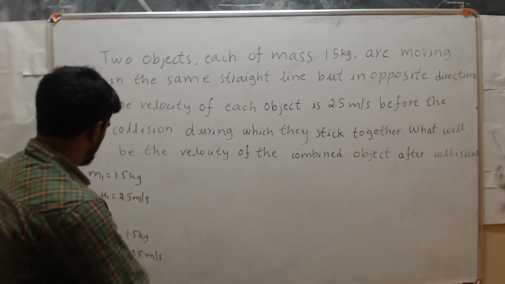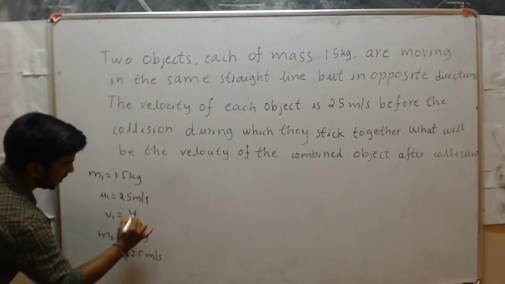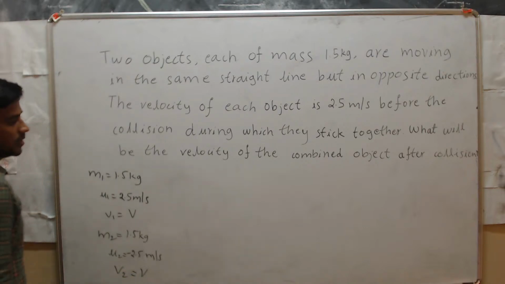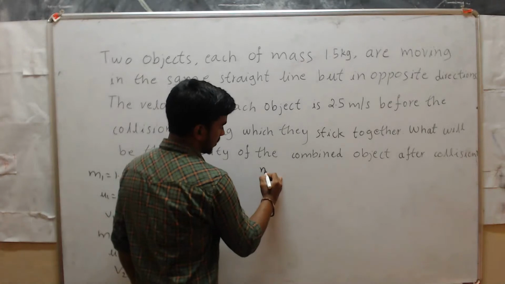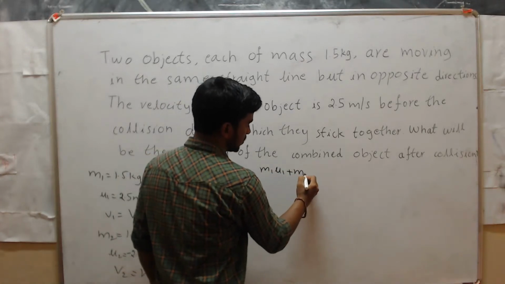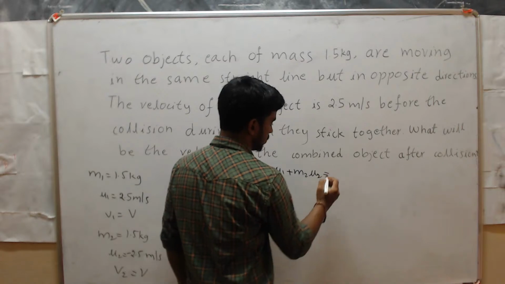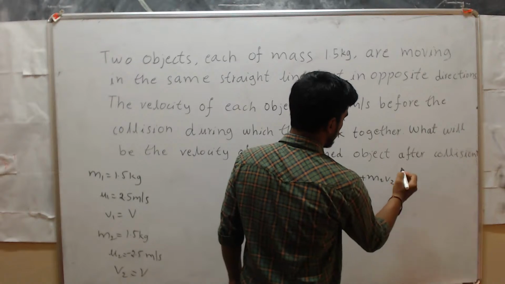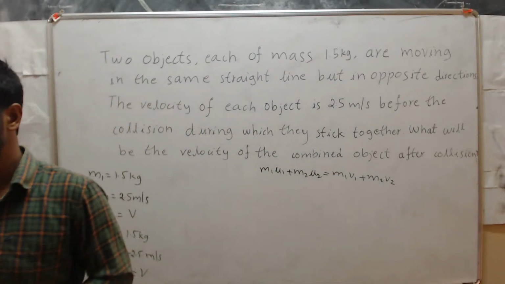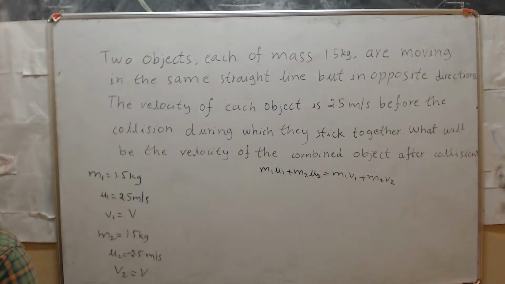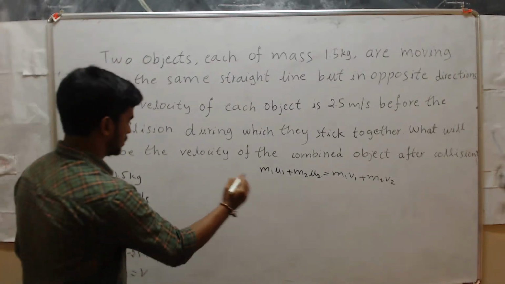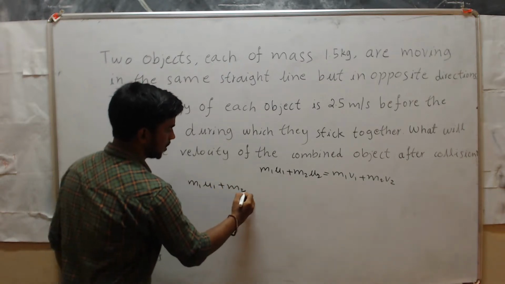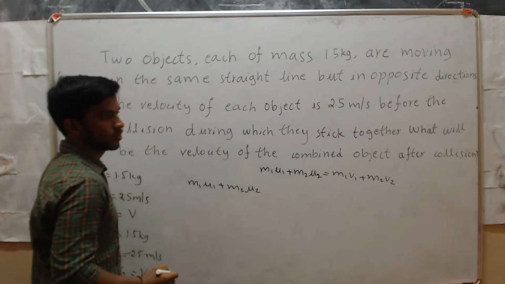Yes, so here I'll take its final velocity as v and its final velocity also as v. Now we know the formula, that is m1 u1 plus m2 u2 is equal to m1 v1 plus m2 v2. So first calculate the initial momentum: m1 u1 plus m2 u2.